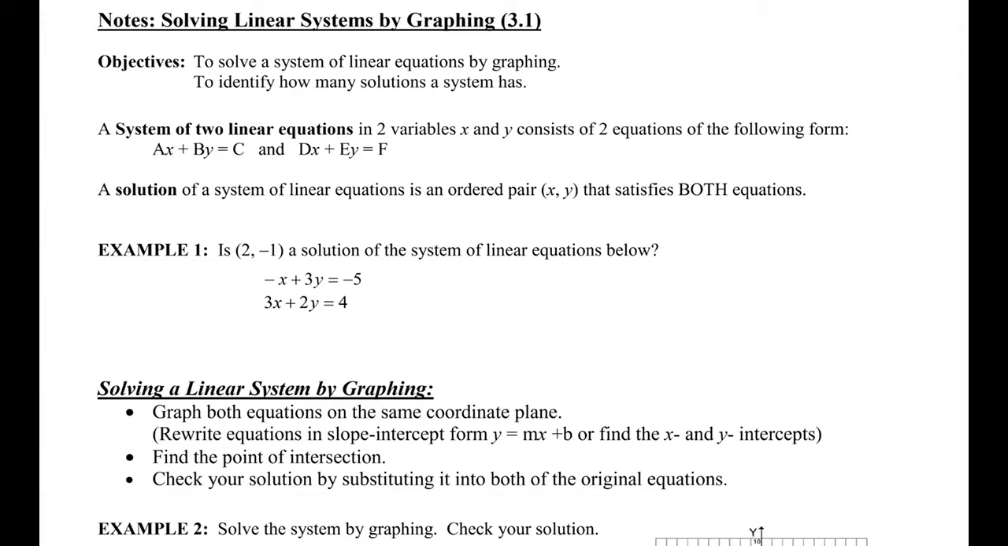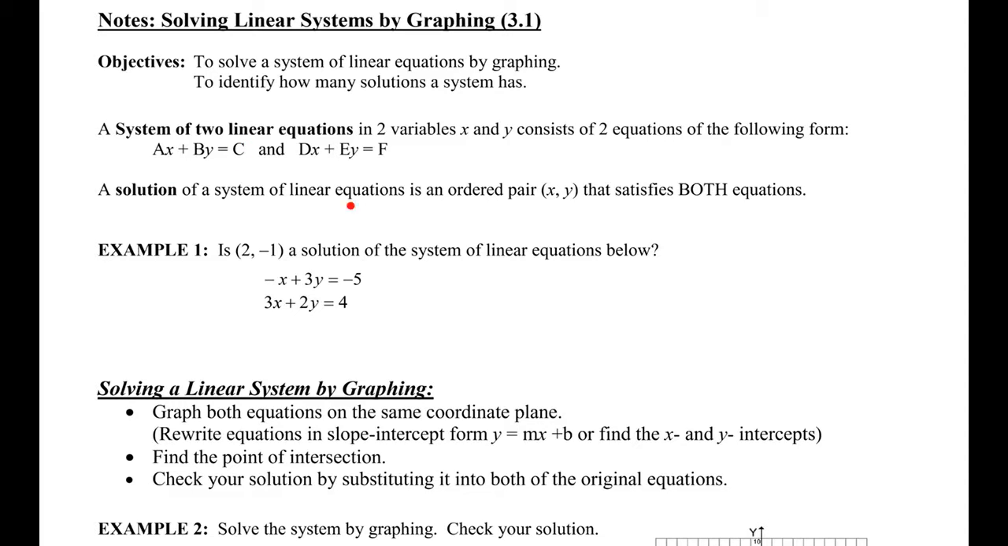Today we are going to be solving linear systems by graphing. A system of two linear equations in two variables, x and y, consists of two equations in the following form: ax plus by equals c and dx plus ey equals f. Notice that the x and y terms are on one side and the constant term is by itself.